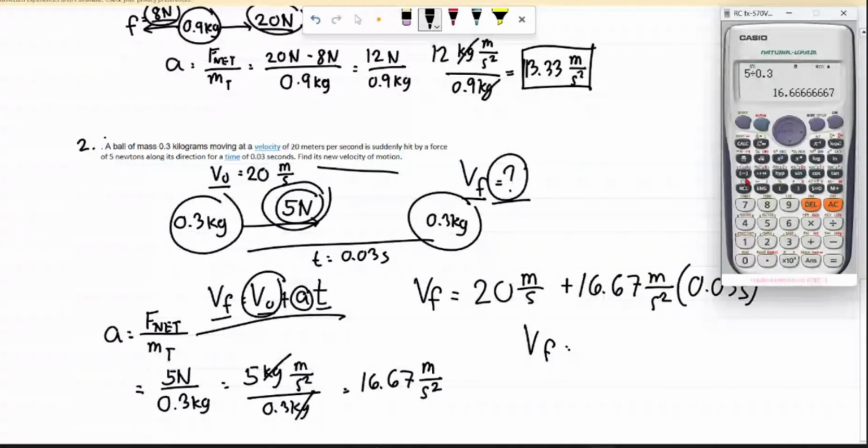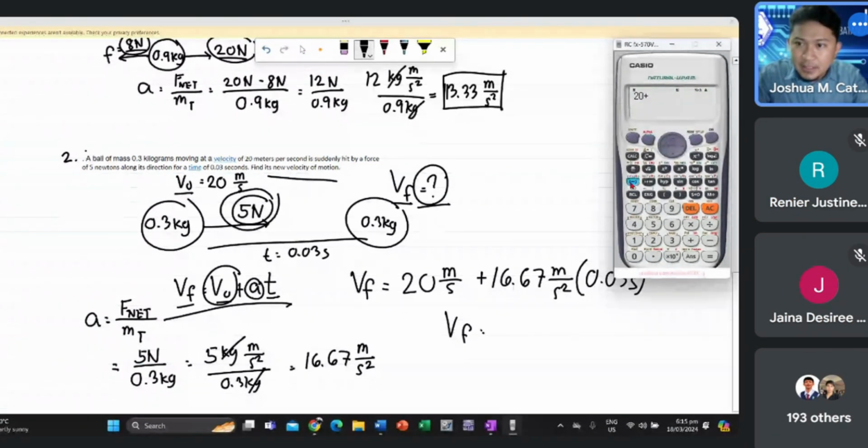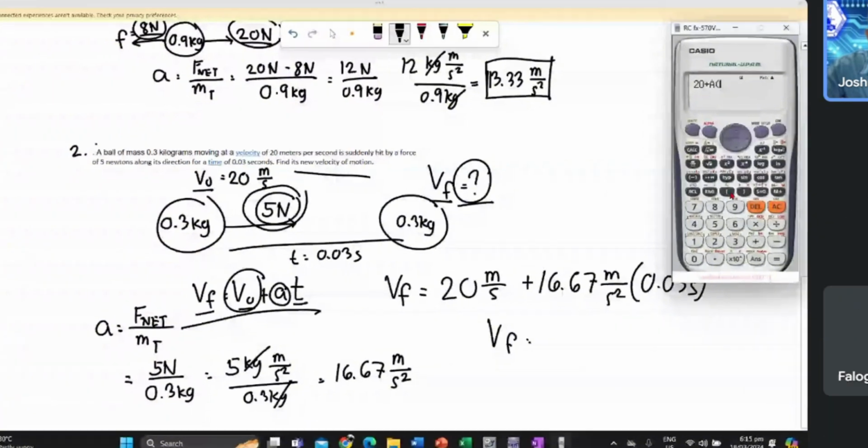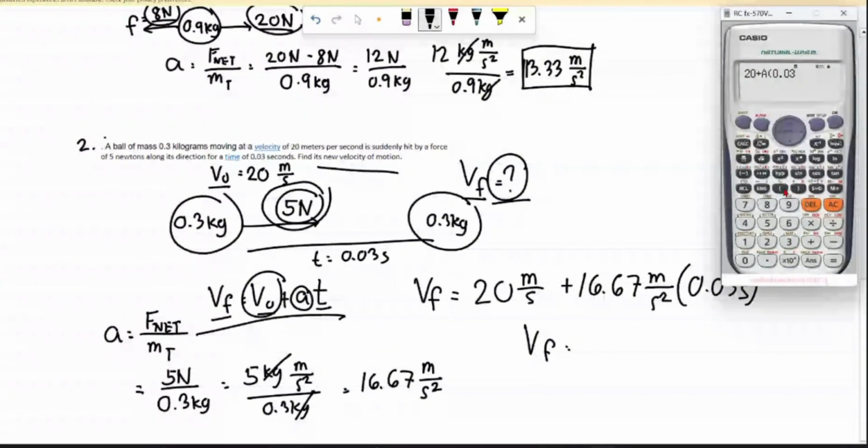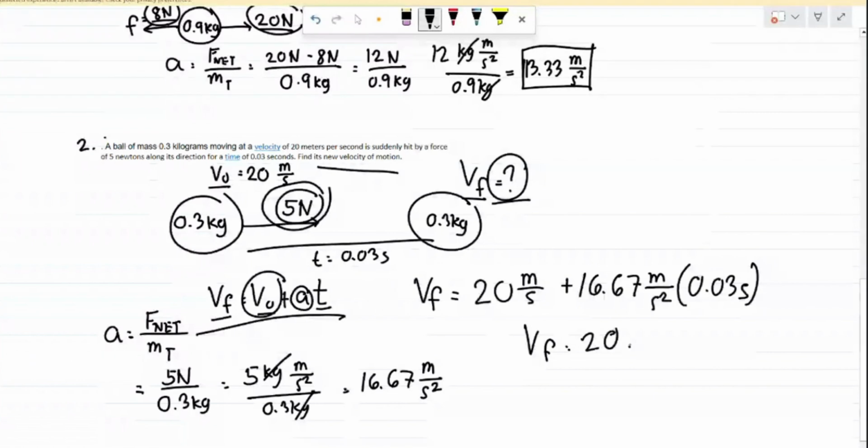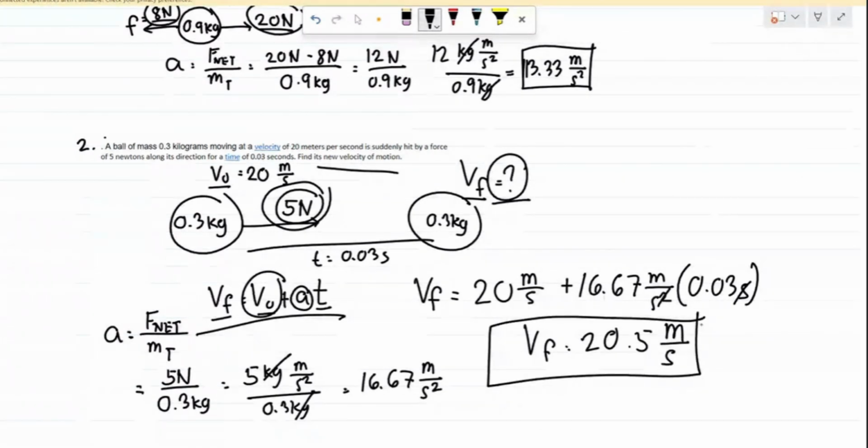So we have here 20 plus yung ating alpha A, multiplied by the time of 0.03. So therefore, our final velocity would be what? So this is equivalent to what? 20.5. Of course, sir, the resulting unit would be what? Meters per second. So this would be the answer for question number 2.